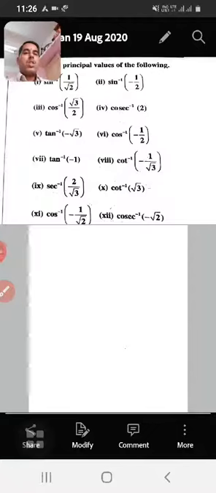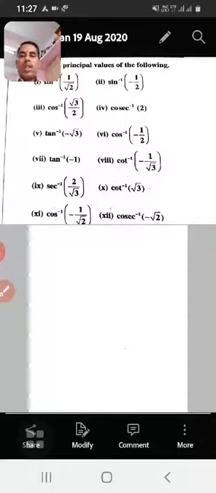See, in my first video regarding inverse trigonometric functions, we have discussed some of the basic properties of inverse trigonometric functions like sine inverse of minus x, cos inverse of minus x, tan inverse of minus x, secant inverse of minus x, cosecant inverse of minus x. So we can use those properties to find out the principal value of some of the given functions.